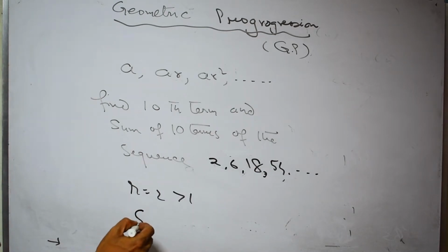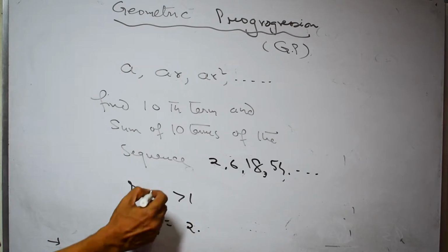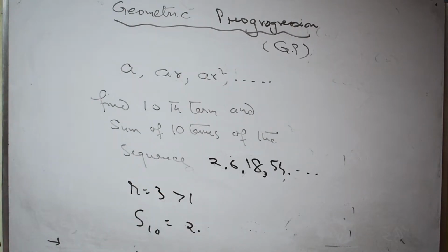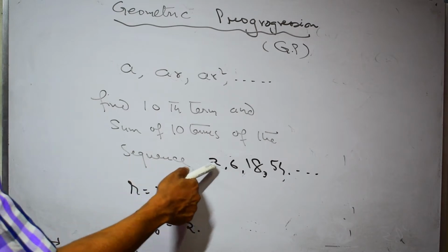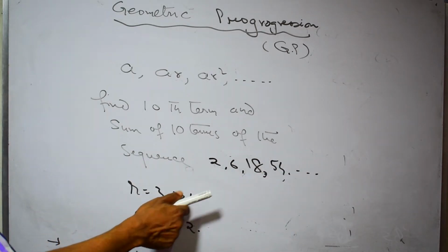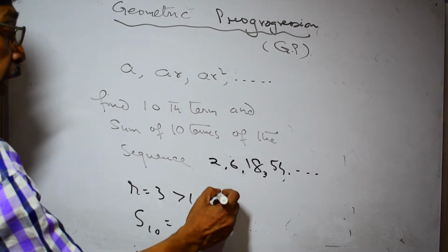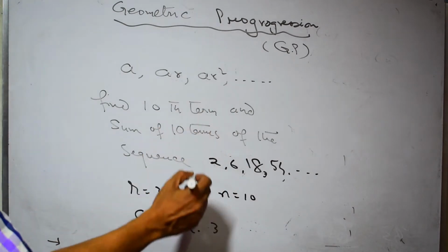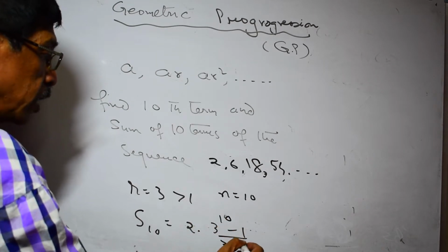So our sum of 10 terms will be A, that is 2. R is not 2, I am sorry, this R is 3. So it is not correct that R is 2, R should be 3. And R 3 is also greater than 1, that means it is an increasing GP. So R is 3 means greater than 1. So our result will be based on the first formula of the sum, that is A into R to the power n, and n is 10 as before. We have seen 3 to the power 10 minus 1 by 3 minus 1.